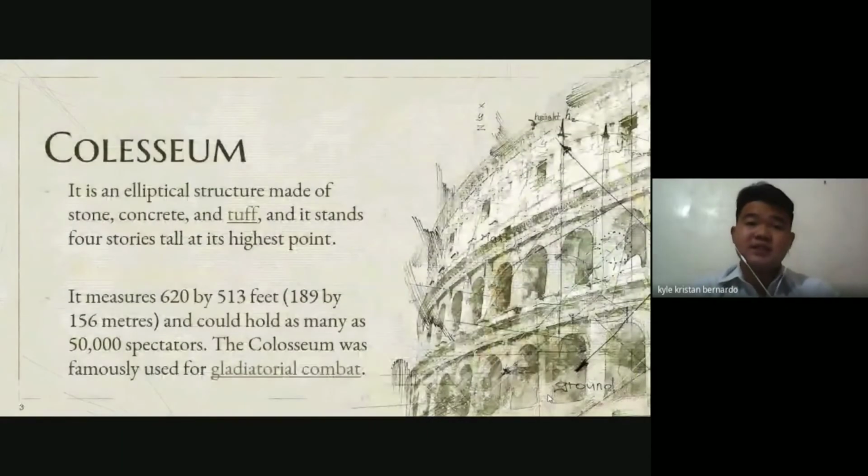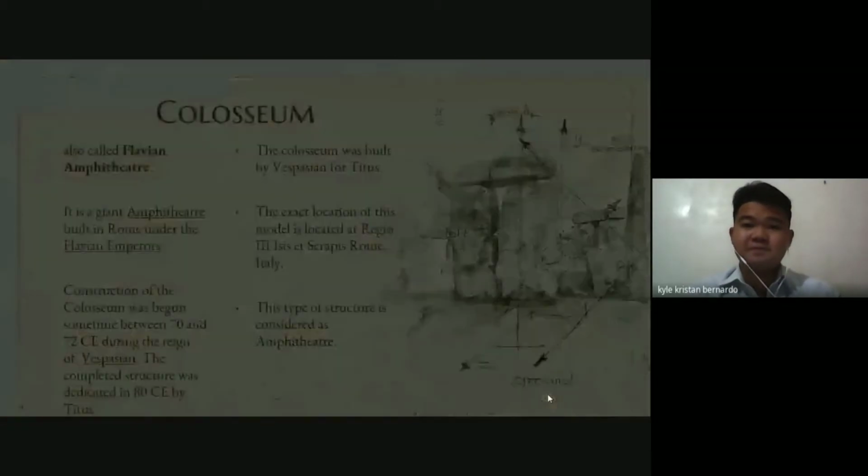The Colosseum is an elliptical structure made of stone, concrete, and tuff, and it stands 4 stories tall at its highest point. It measures 620 by 513 feet, or 189 by 156 meters, and could hold as many as 50,000 spectators. The Colosseum was famously used for gladiatorial combat.